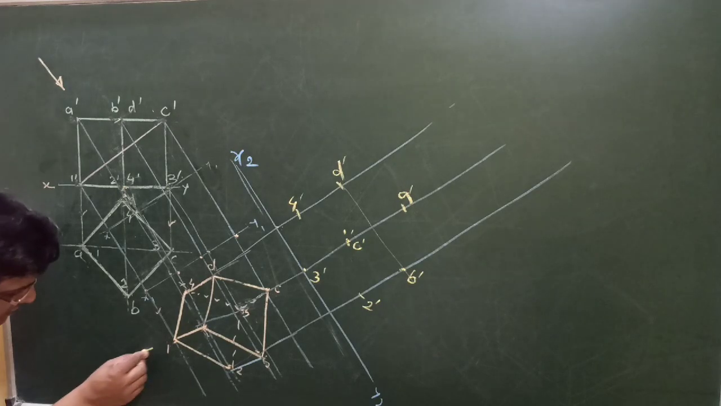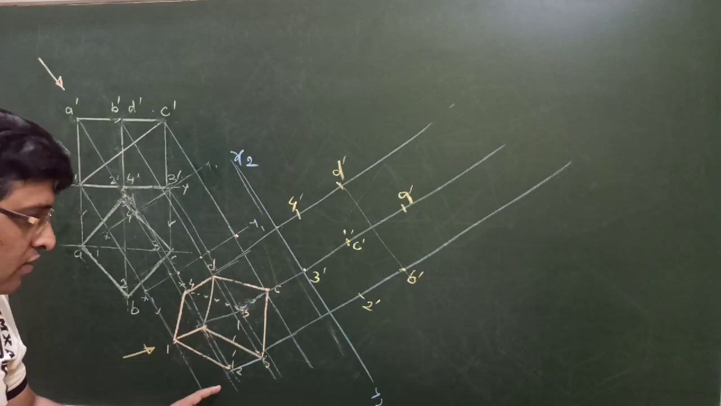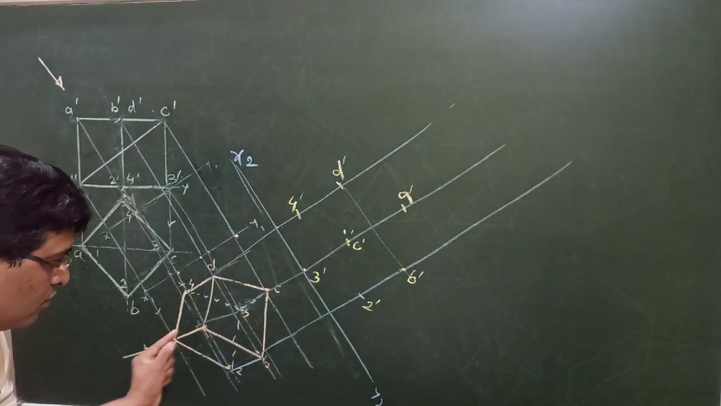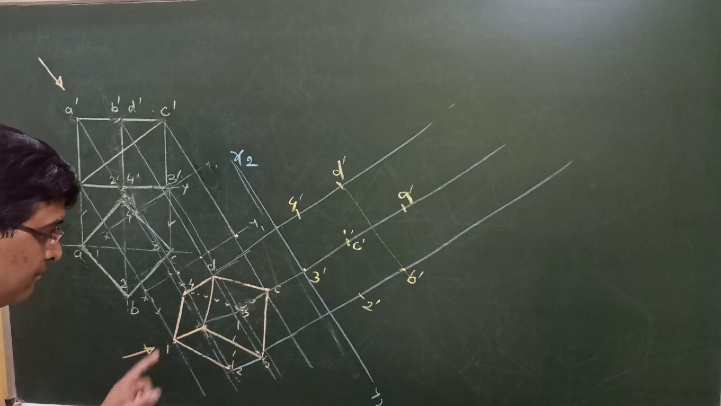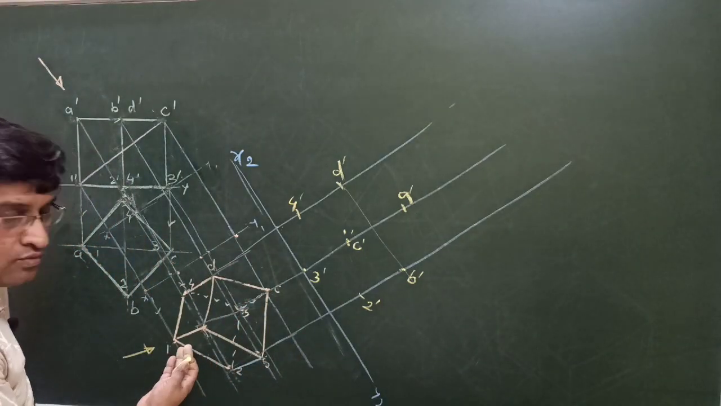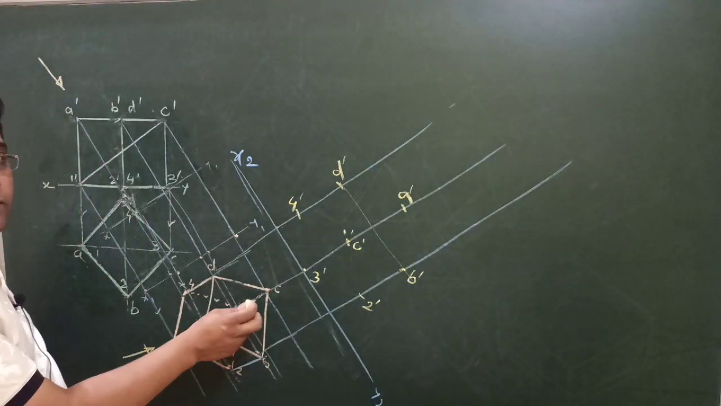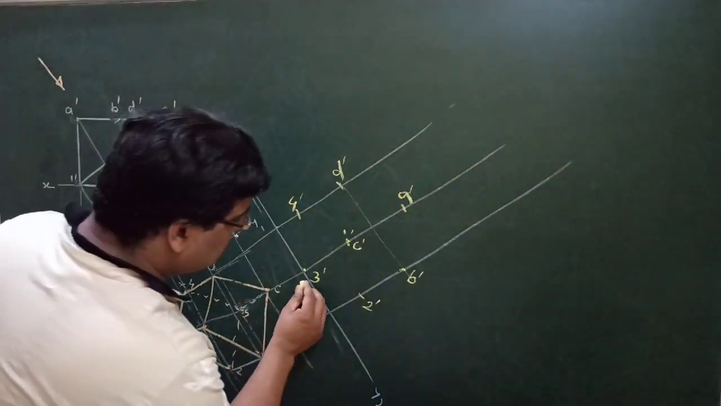Now you are looking from this direction. Which base is nearer to arrow? 1, 2, 3, 4. It means that in this diagram 1, 2, 3, 4 will be completely visible, means no hidden line. And because ABCD is farther compared to 1, 2, 3, 4, in this diagram ABCD's half part will be hidden. So let us join first the outlines.